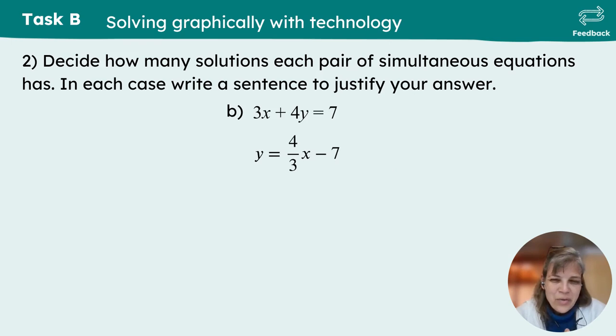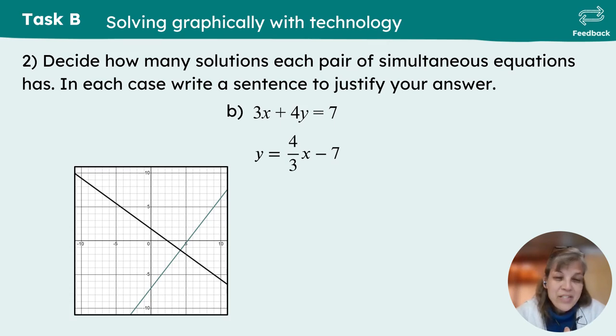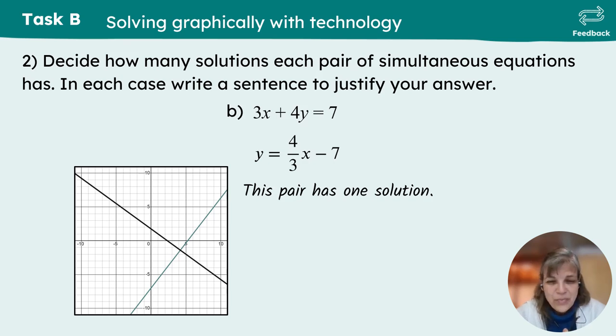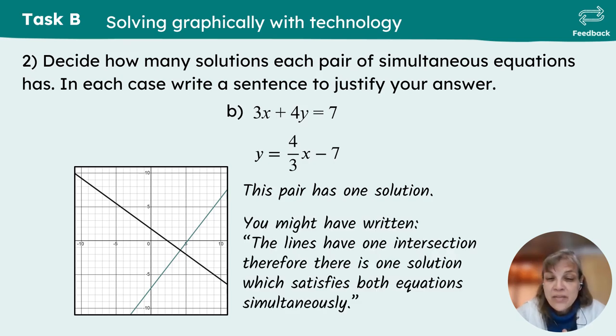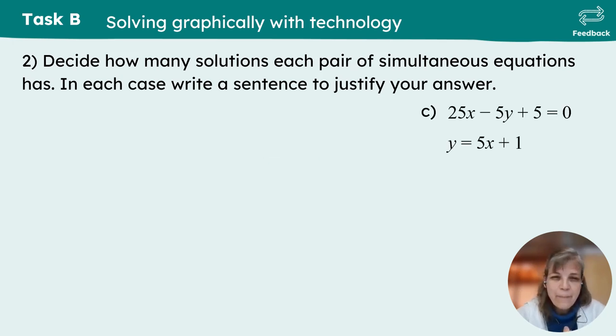Okay, pause the video, punch in these equations and see how many points of intersection they have. You should get a graph that looks something like this. It has one solution. You can say what that solution is. You might have said they have one intersection and one solution that solves both equations. How about this one? How many solutions?